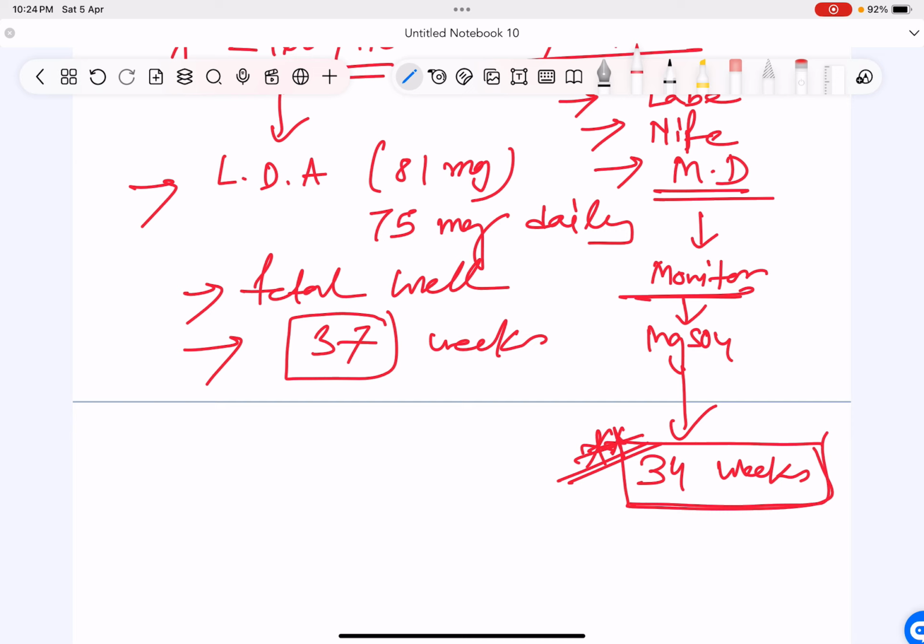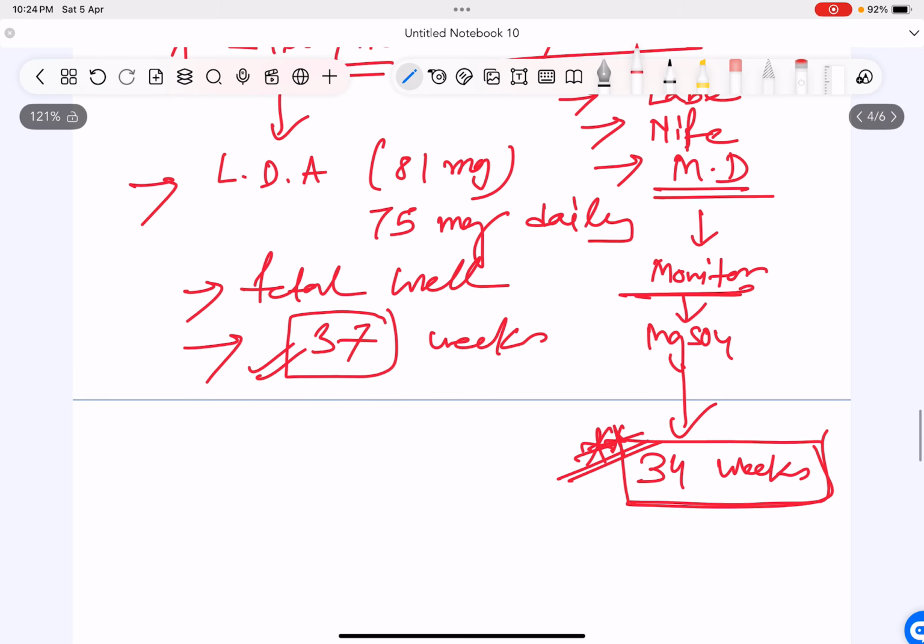But if there is a fetal distress or a maternal distress, in that case all these 37 weeks and 34 weeks guidelines go out the window. So as long as nothing is happening, 37 weeks for mild, 34 weeks for severe PIH. But if something is happening to the mother, if something is happening to the baby, then there is no time for you. You have to deliver at that time.